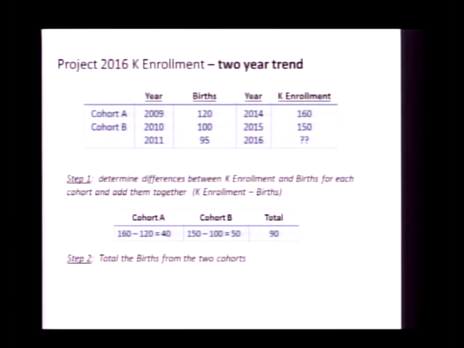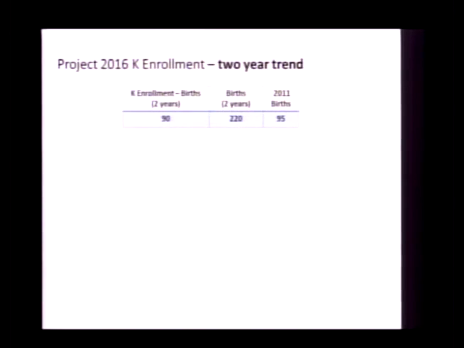Step 2 is I need to take a look at the total births from the 2 cohorts, cohort A and cohort B, in the year 2009 and 2010. Simply adding those together, the number of births in those 2 years is 220. Again, an important number that we'll need to carry forward as we start figuring out our cohort survival rate. And again, what I've shown there is just those important numbers that I've carried forward.